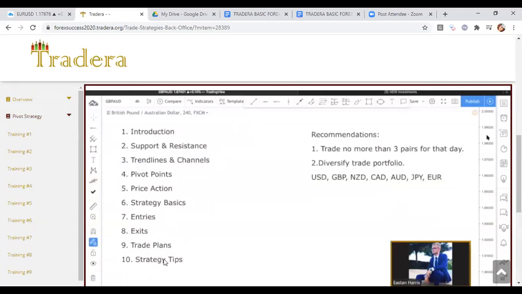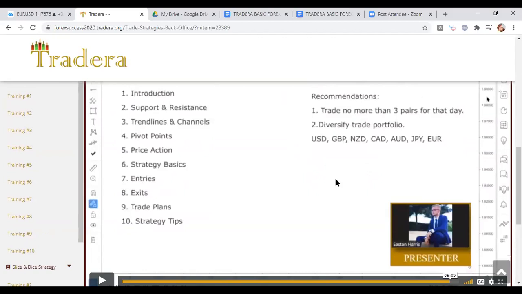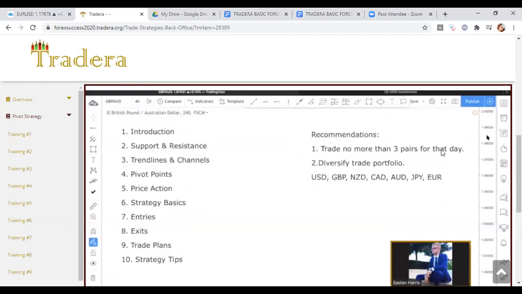We'll get some strategy tips in there, but I really want everybody to write this down right here. The recommendations. 2 recommendations. The first one, trade no more than 3 pairs for that day. And you want to have a diversified trade portfolio.